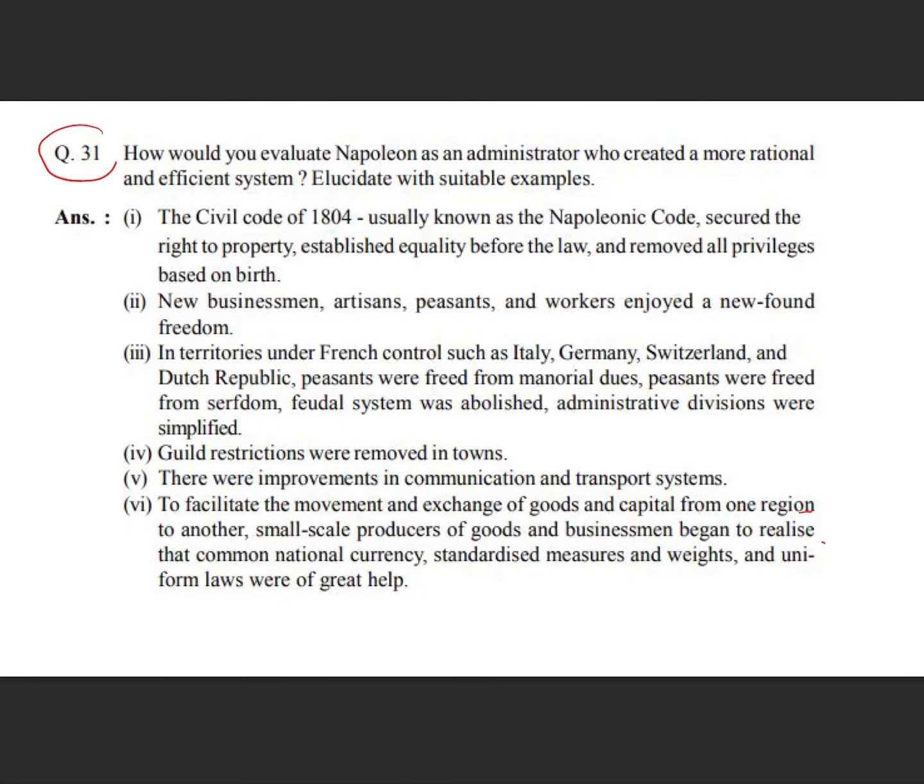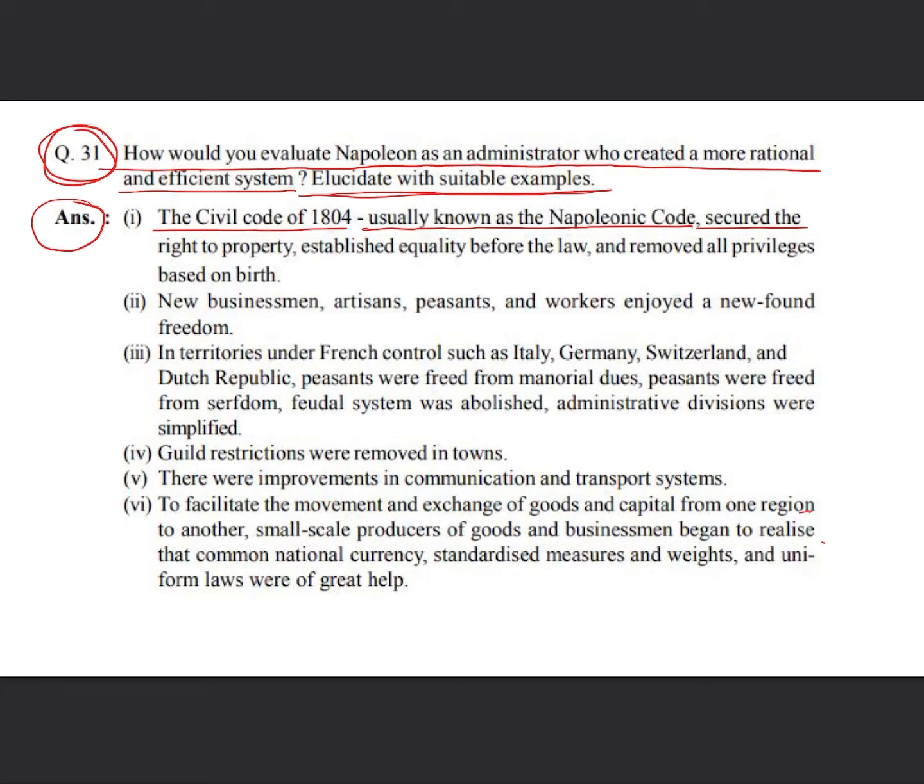Next question, question number 31. How would you evaluate Napoleon as an administrator who created a more rational and efficient system? Elucidate with suitable examples. Answer. The Civil Code of 1804, usually known as the Napoleonic Code, secured the right to property, established equality before the law, and removed all privileges based on birth.